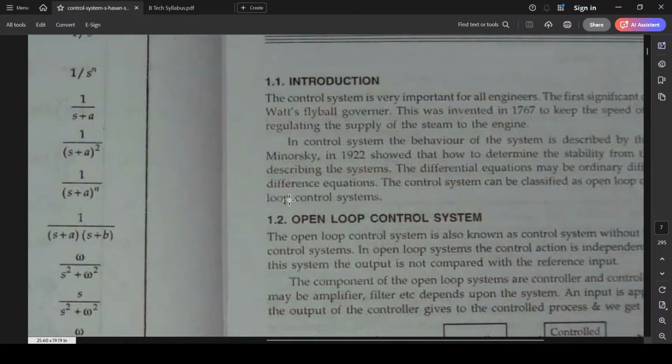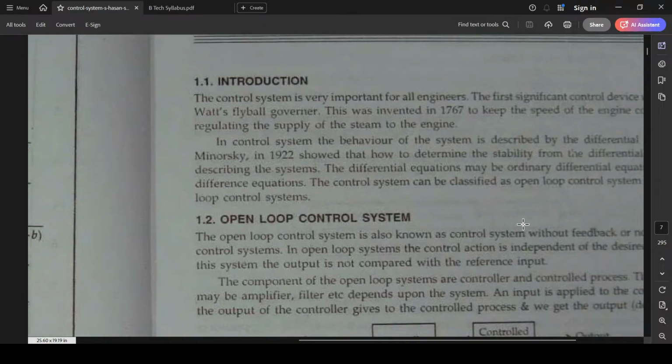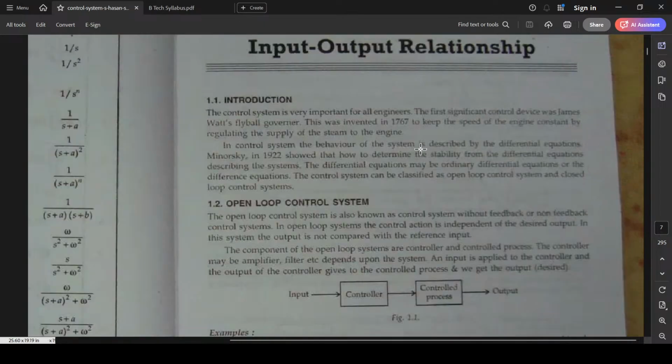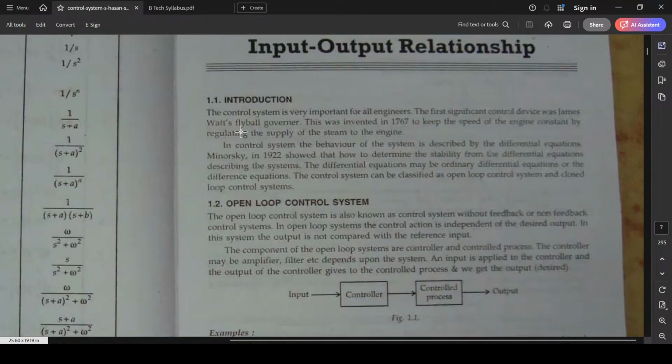Okay, introduction. The control system is very important for our engineers. The first significant control device was James Watt's flyball governor. This was invented in 1767 to keep the speed of the engine constant by regulating the supply of steam. In control systems, the behavior of the system is described by differential equations. Minorsky in 1922 showed how to determine stability from the differential equations describing the system. The differential equations may be ordinary or difference equations.